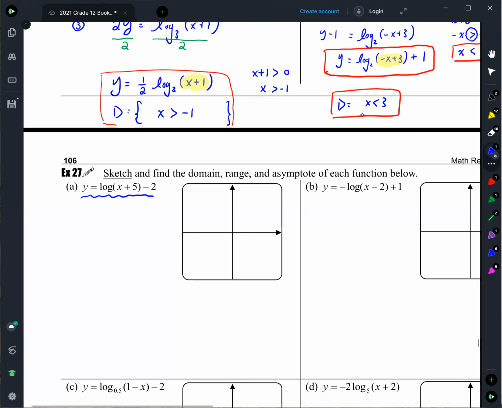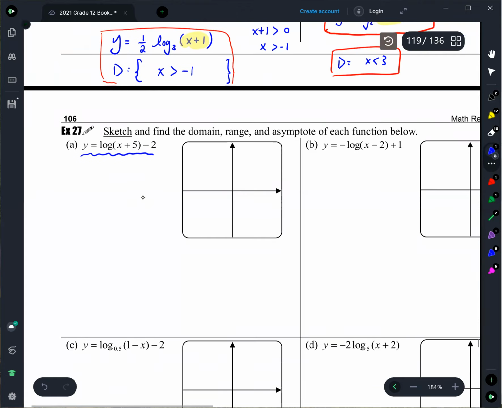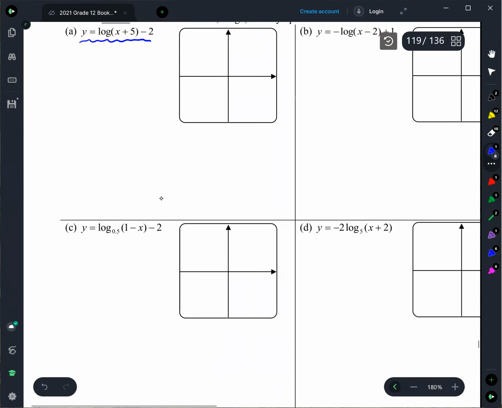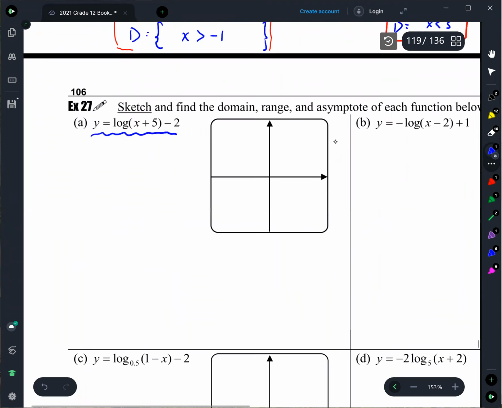So first you identify the base. What's the base for this function? Evan, what's the base for this function? Is it x plus 5 or 10? 10, yes. If it's invisible, then it's 10, they don't need to show it. If it's other than 10, like question C, you have a 0.5, like question D, you have a 5, then you see it. If you don't see it right away, it's a 10.